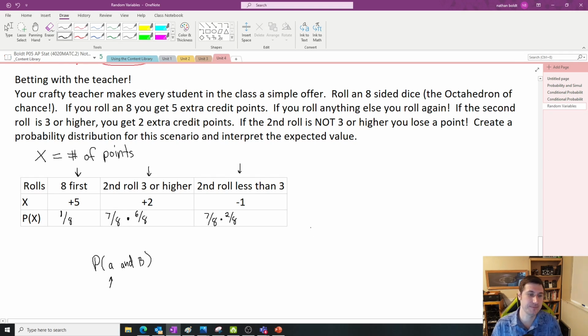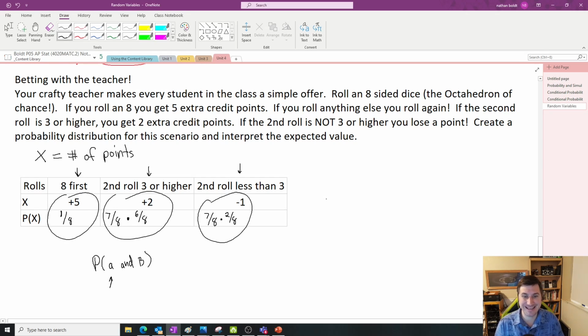Woo, dangerous. So our expected value, again, you just multiply these. Multiply, multiply, multiply, and add them up. What does that give us? So 5 times 1/8 plus 2 times 7/8 times 6/8 plus, and don't forget -1, -1 times 7/8 times 2/8 gives us an expected value of 1.718.